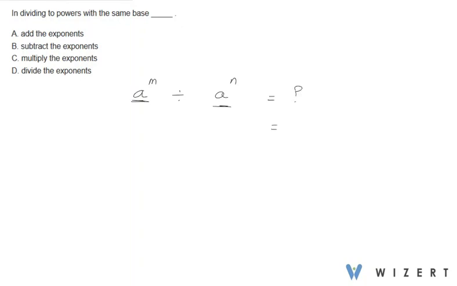We perform subtraction. We solve it in this way, a to the power m minus n. So we subtract the exponents. So the answer is option B.